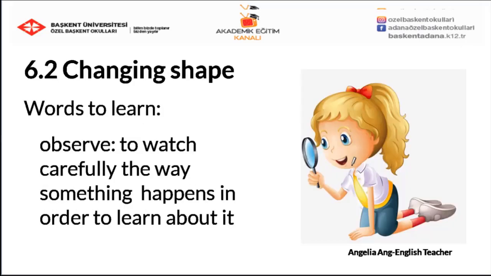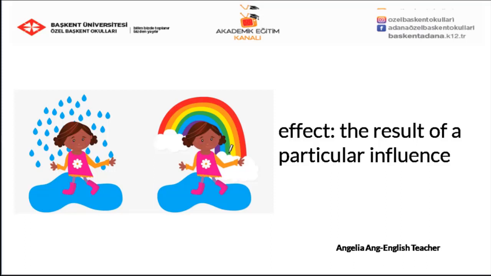Changing shape. Words to learn. Observe. Observe means to watch carefully the way something happens in order to learn about it. Effect. Effect means the result of a particular influence. It was raining, and the effect is we can see a rainbow.